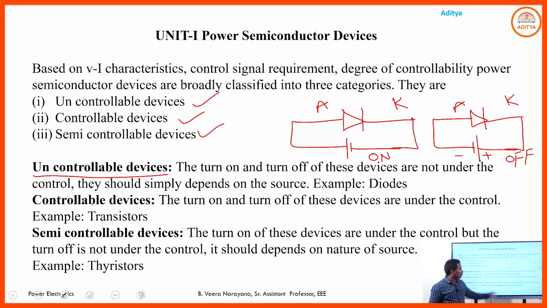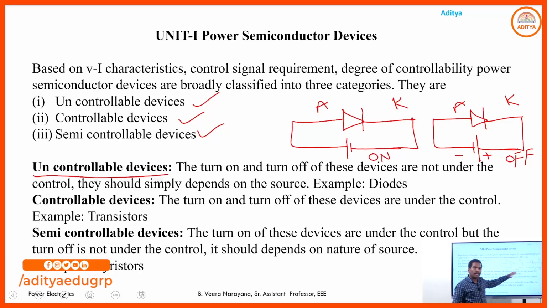So when the anode is made positive and the cathode is made negative, it is considered the on state of the diode. If you go through the reverse biasing mode, the anode is made negative with respect to the cathode, then the diode is said to be in the reverse biasing mode, which is treated as the off state of the diode. So the on and off states of the devices depend on the source.